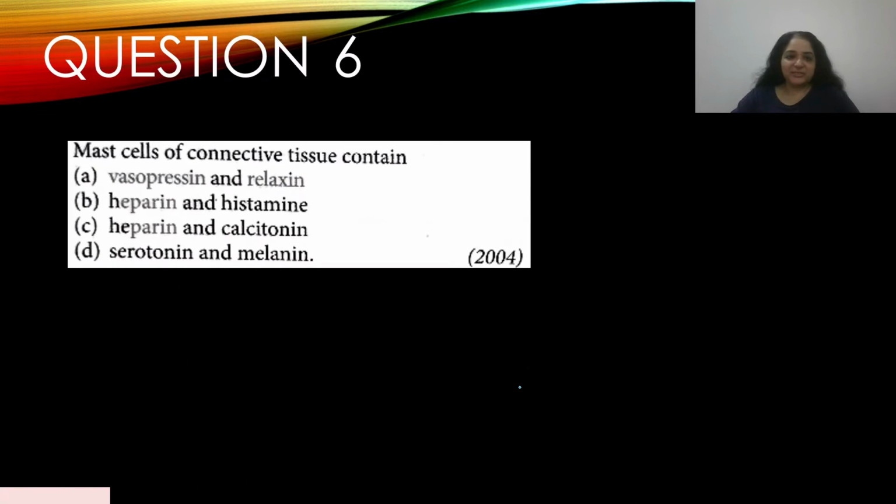All right, question number 6. Mast cells of connective tissue contain, again, it's a mast cell question. It appeared in 2004. A. Vasopressin, relaxin, B. Heparin, histamine, C. Heparin, calcitonin, D. Serotonin, melanin. So we just discussed mast cells again. It has to be B. Heparin and histamine. Answer is B.